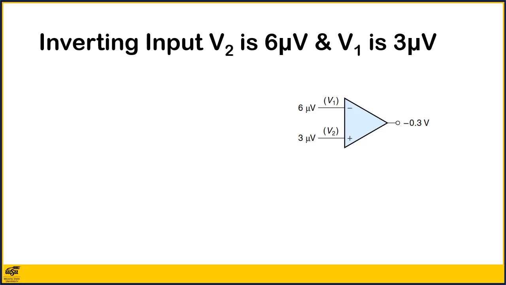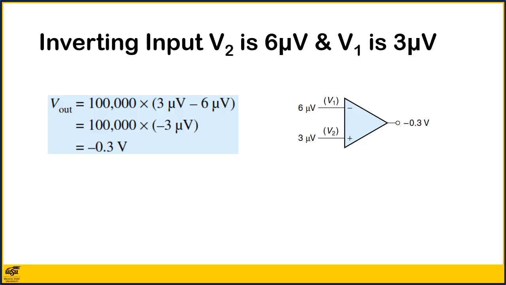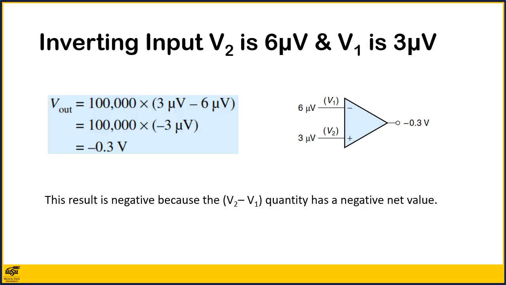The difference between V2 and V1 is negative 3 microvolts. This multiplied by the gain of 100,000 leaves an output voltage of minus 0.3 volts. This result is negative because V2 minus V1 has a net negative value.